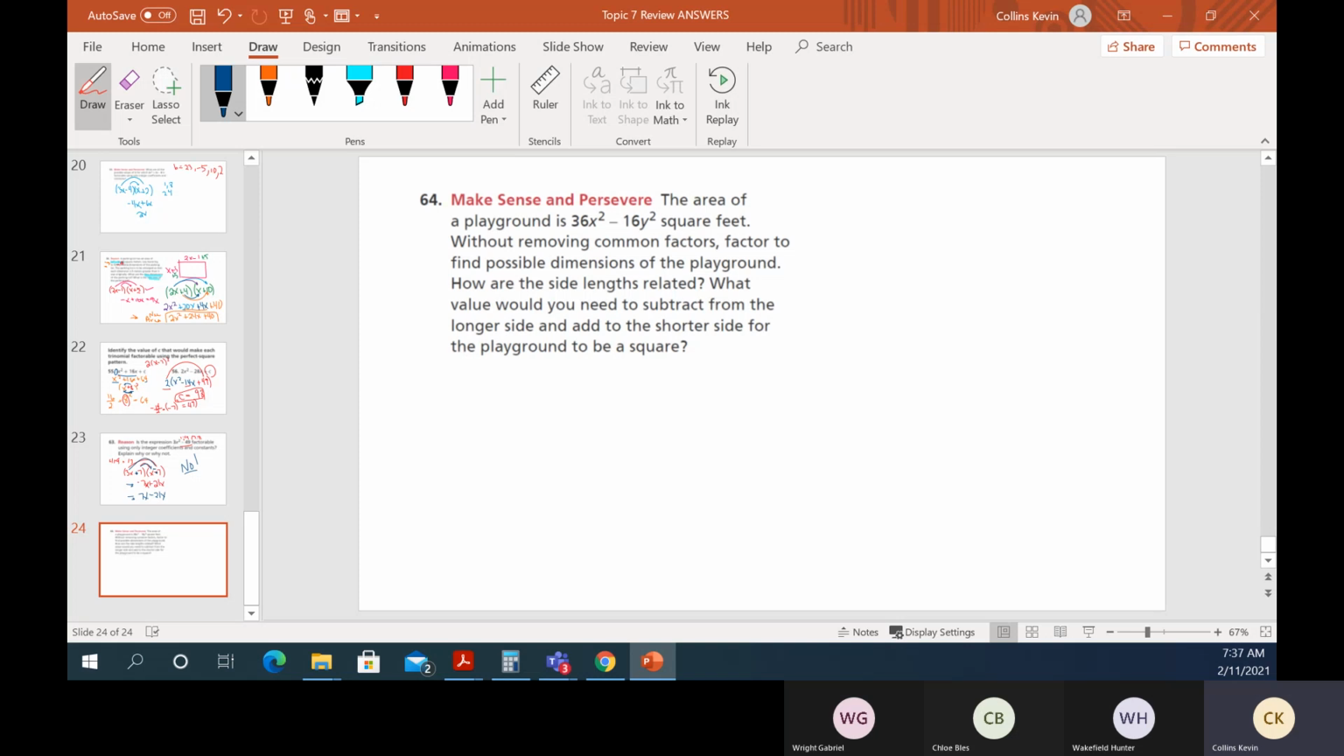All right. So this says the area of a playground is 36x squared minus 16y squared square feet. Well, sure. Of course it is. It says without removing common factors, factor to find possible dimensions of the playgrounds. All right. So here's what we can do with this guy.